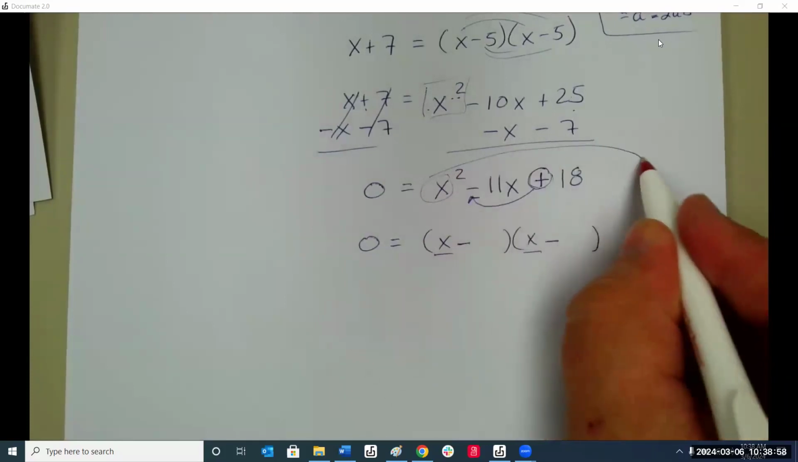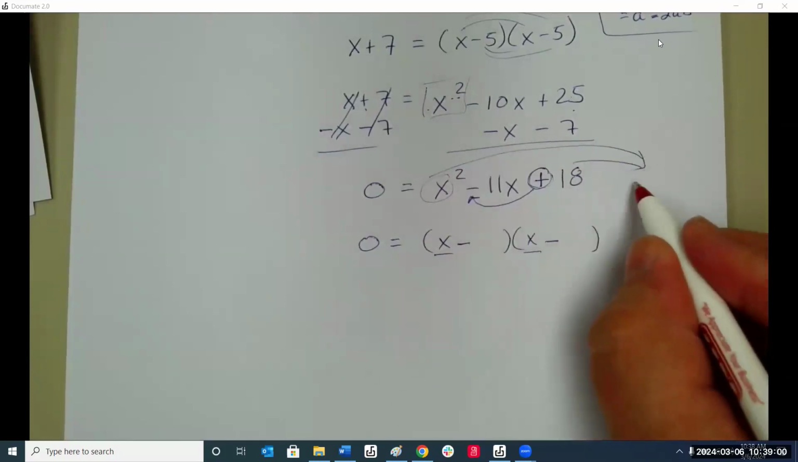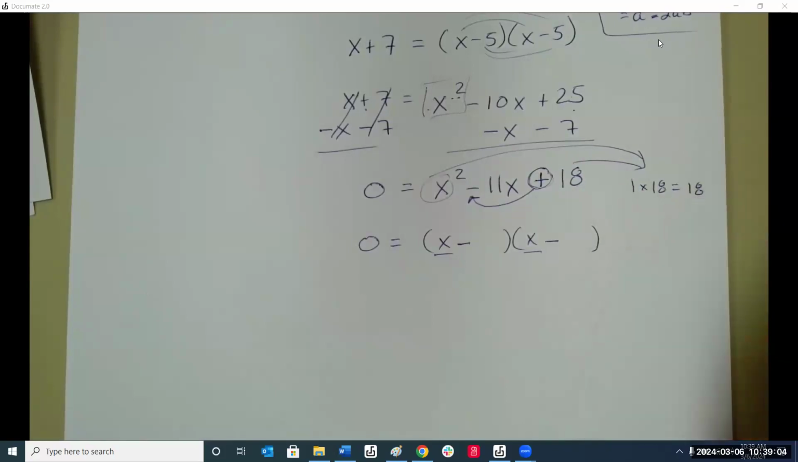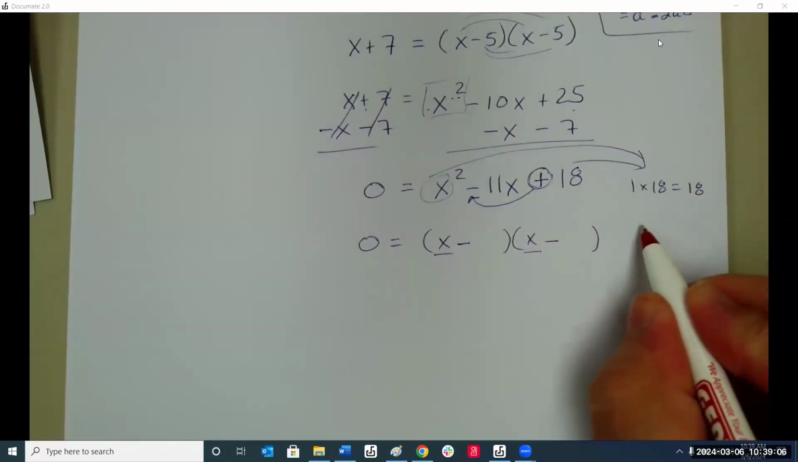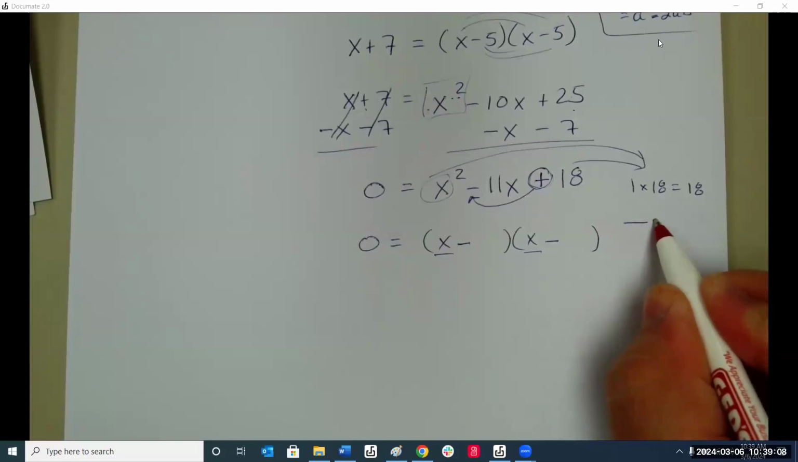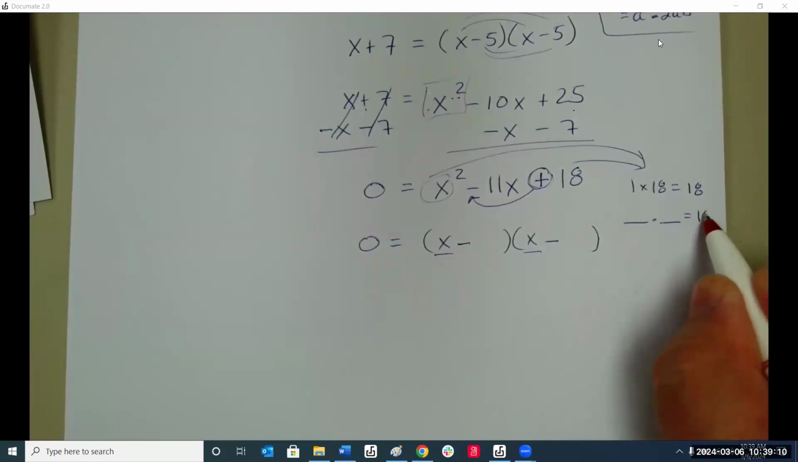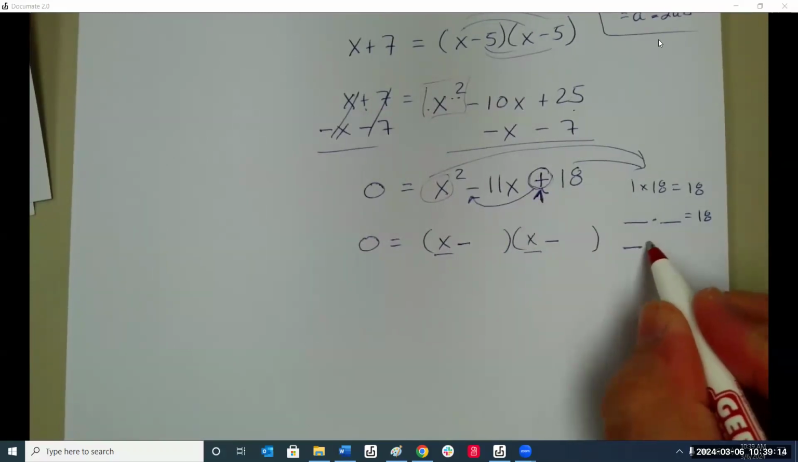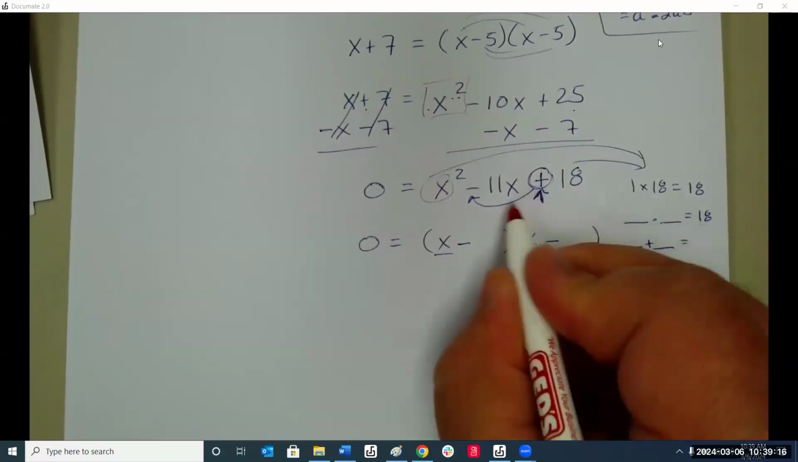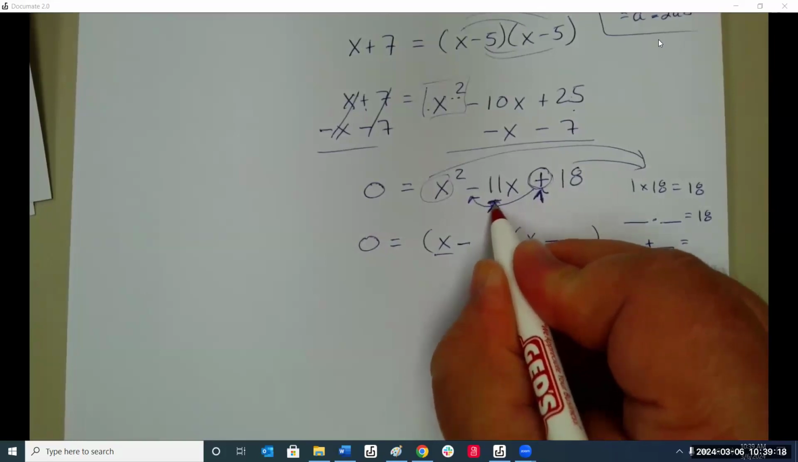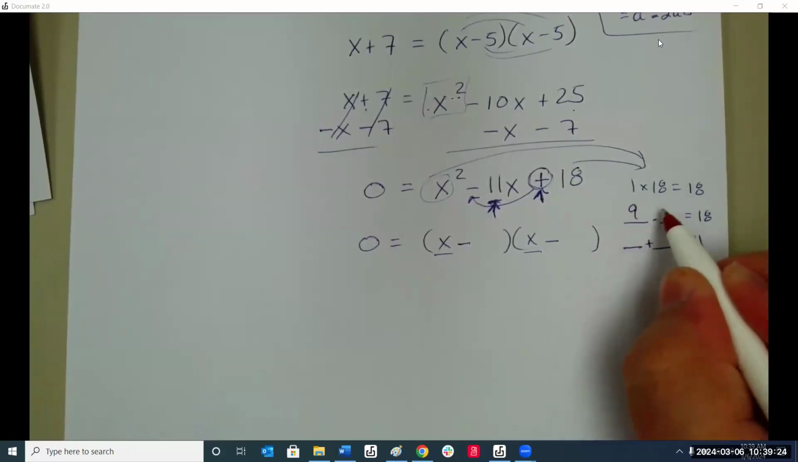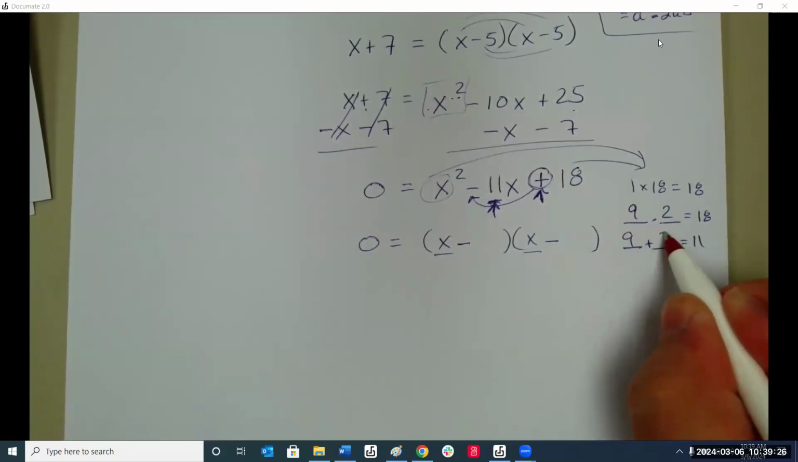We take the first times the last numbers. So 1 times 18 equals 18. Now we have to figure out what times what equals 18 and, when we add them, gives us 11. Right, 9 times 2, 9 plus 2.